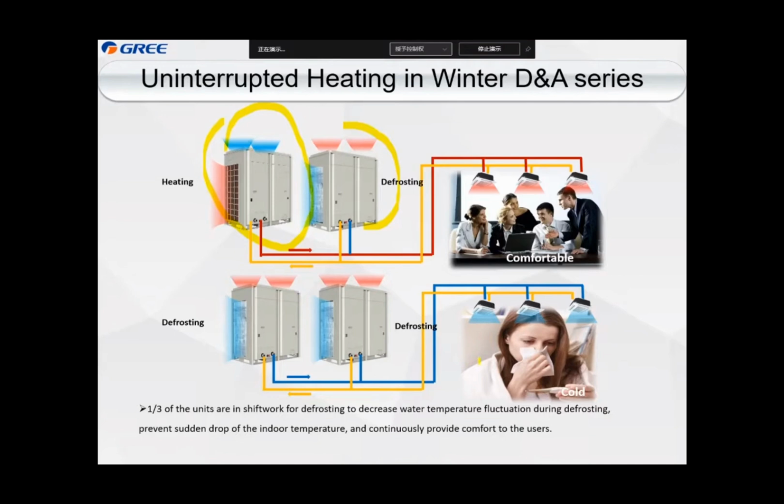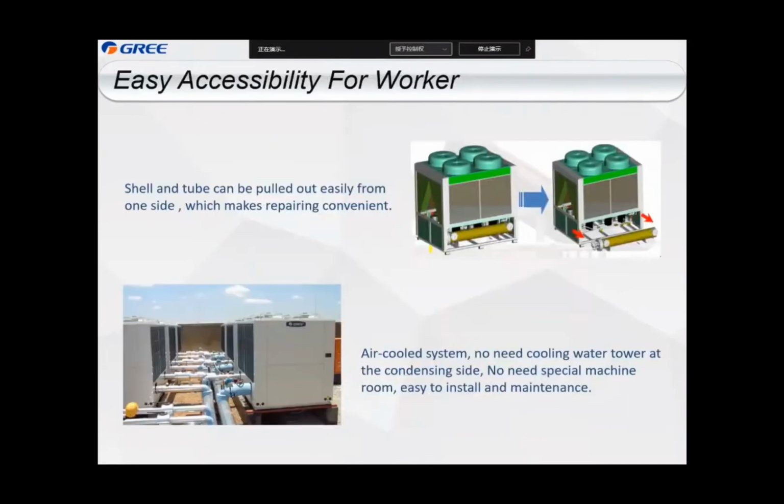So this feature for the modular is uninterrupted heating. He never interrupts, because even during the defrost, there also have some unit working normally in heating mode.